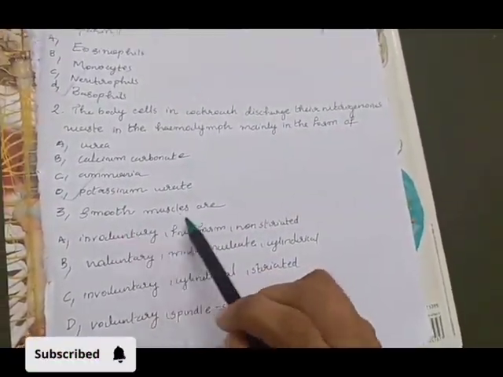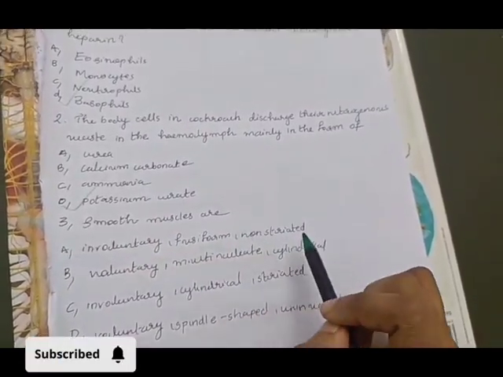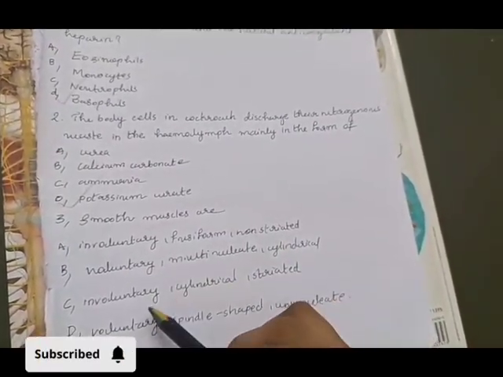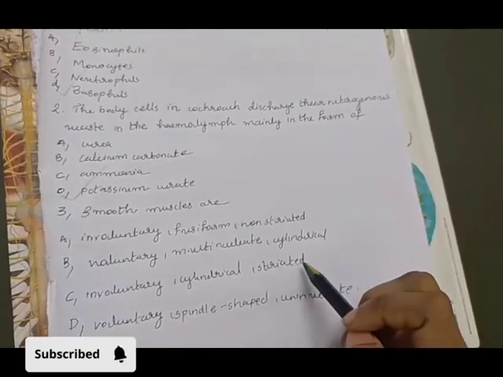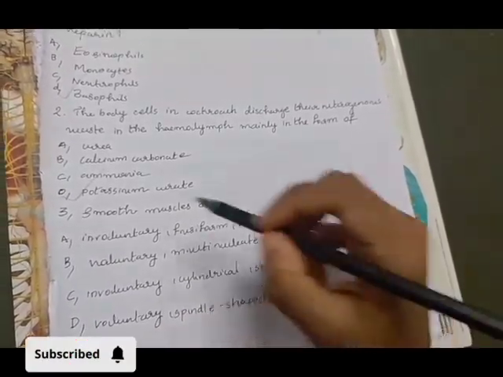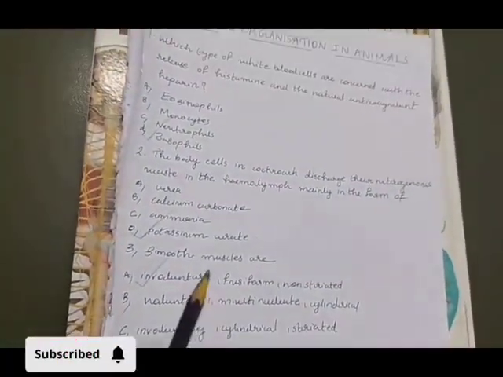3. Smooth muscles are option A involuntary, fusiform, non-striated; B voluntary, multinucleate, cylindrical; C involuntary, cylindrical, striated; D voluntary, spindle-shaped, uninucleate. Answer option A, involuntary fusiform non-striated.